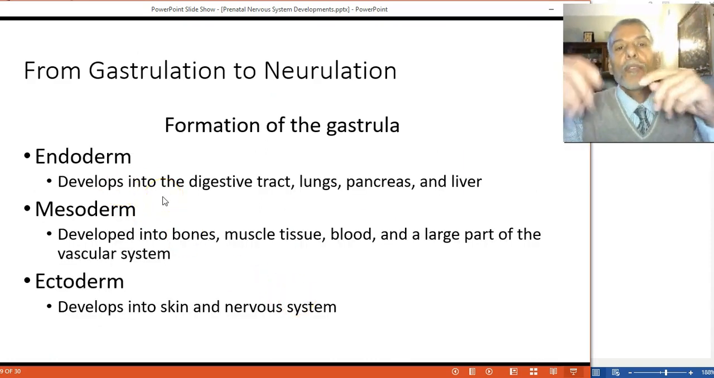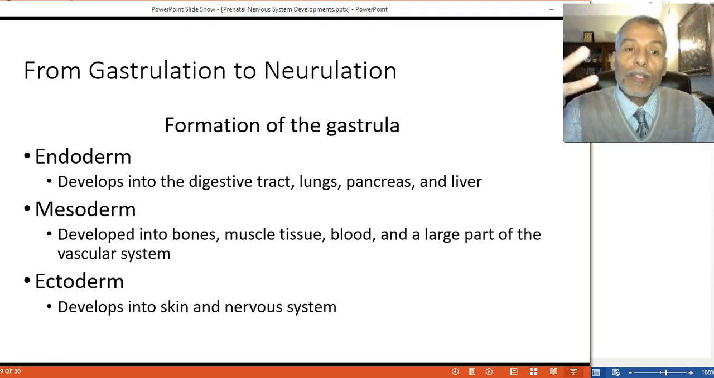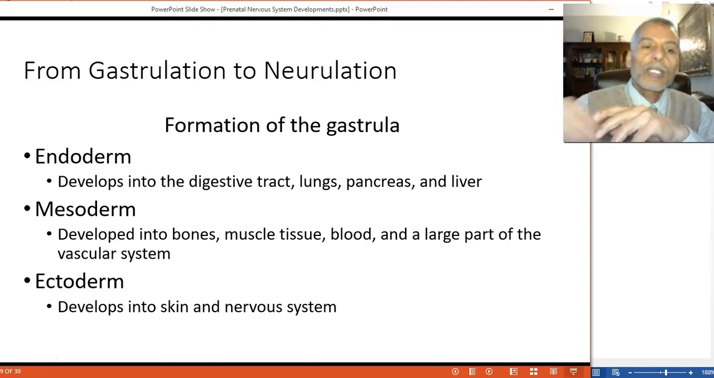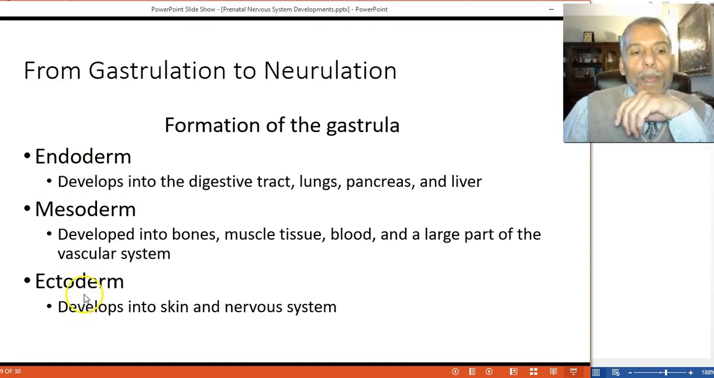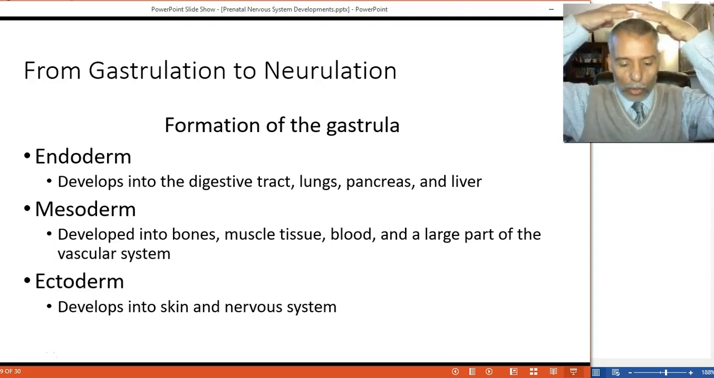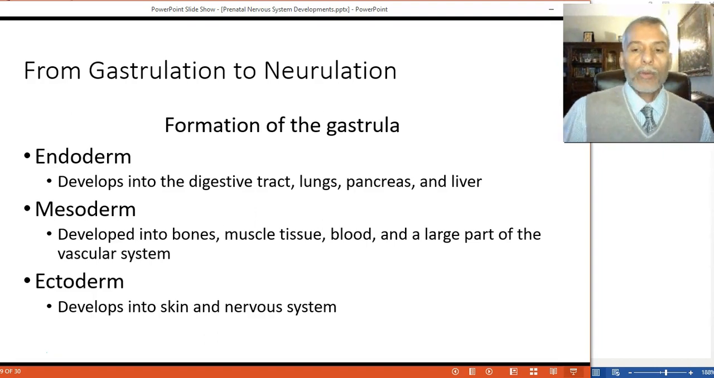The endoderm develops into the digestive tract and the lungs, pancreas, and the liver. Then the mesoderm, meso means middle, the middle layer, develops into bones, muscle tissue, blood, and a big part of the vascular system develops out of it. And then the ectoderm is going to develop into two things, the skin and the nervous system. Just to make you appreciate that the skin is totally covered with nerve endings to enable us to feel and to sense anything that's around us.